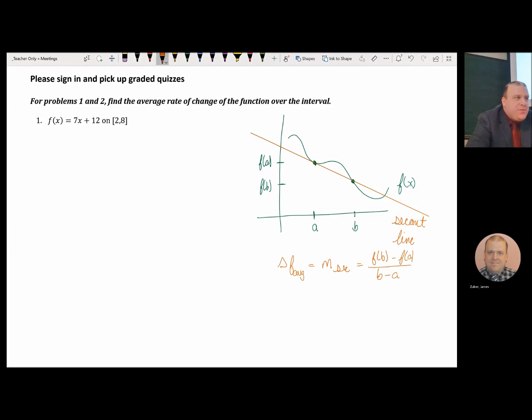So average rate of change in general is represented as a capital delta. So this represents average rate of change. F sub average, F sub AVG. Sec, it's a sub.